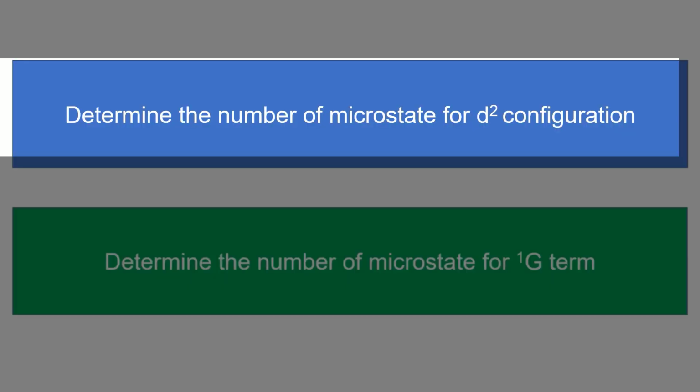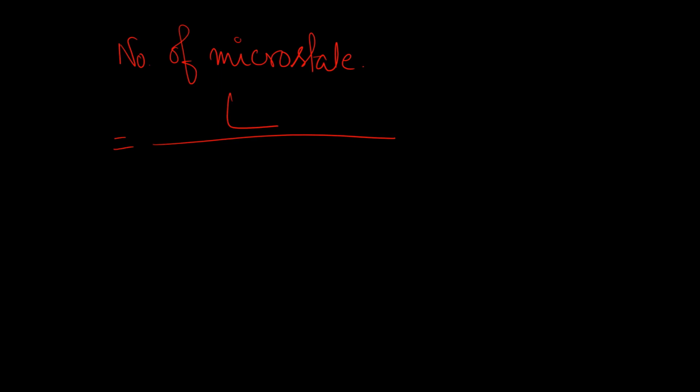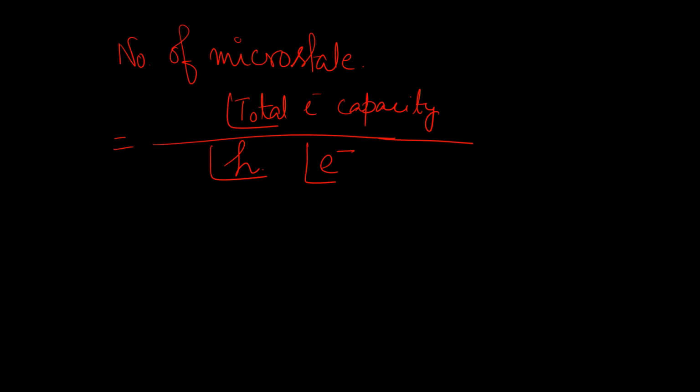Determine the number of microstates for the d2 configuration. So what is the number of microstates? There is a formula for the number of microstates. If we know that, it's quite easy to determine. What is the formula? It is the factorial of the total electron capacity of the orbital, divided by the factorial of the number of holes present times the factorial of the number of electrons present.